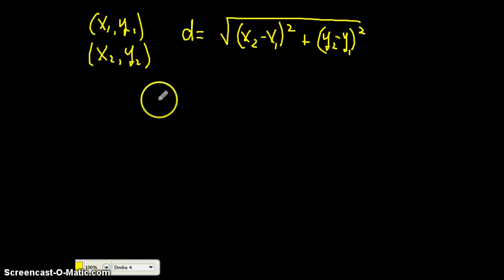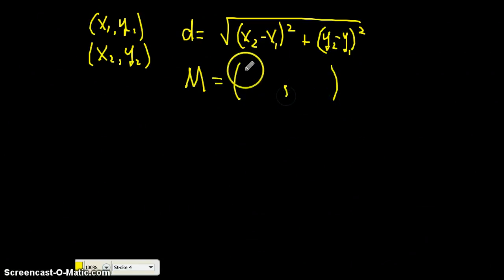The next one that you need to know is the midpoint formula. Of course, the midpoint formula is just an ordered pair. The first one is the average of the x's, and the second one is the average of the y's. That should make sense.